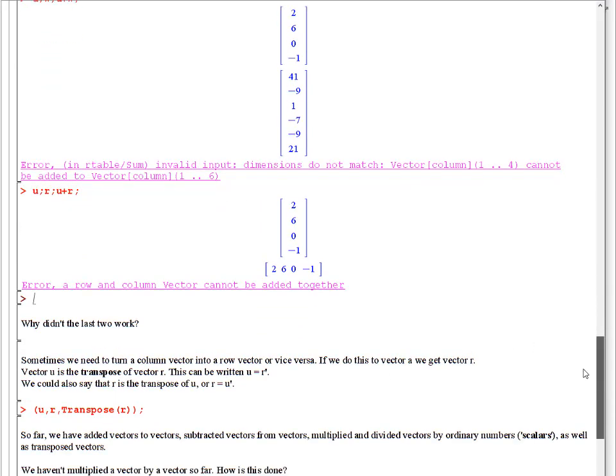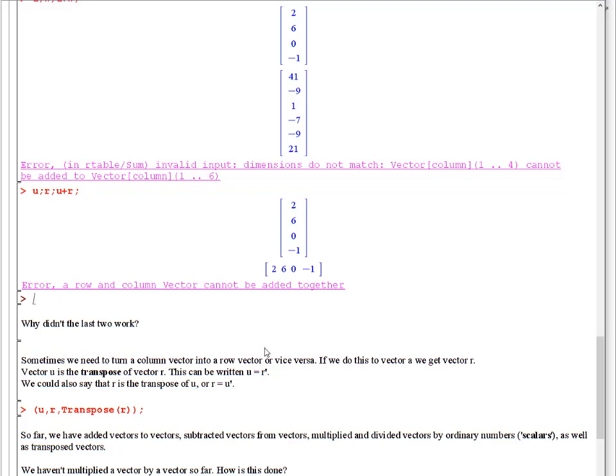Sometimes if you have a column vector or row vector, you need to turn it into the other form. So this is called transposing. So u is actually the transpose of vector r. You see that that's u, and that's r. This is the transpose of this, and this is the transpose of this. And you just write it with a dash.